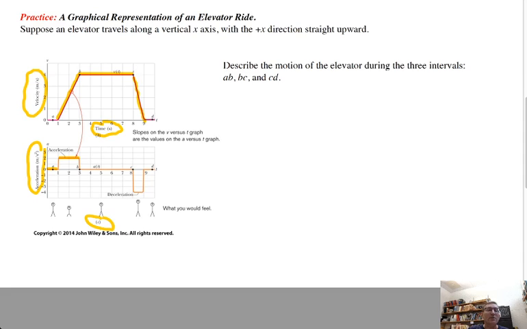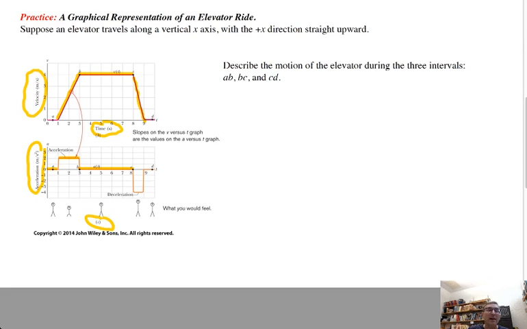Now how about the interval from point B to point C, when the velocity is constant at 4 meters per second? Well, then the velocity curve is flat, horizontal again. So the tangent line is horizontal, and the slope of a horizontal line is 0, so the acceleration is 0 again. So between points B and C, the acceleration value is constant at 0.